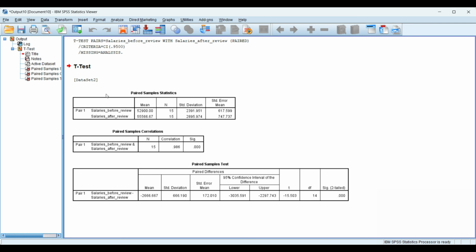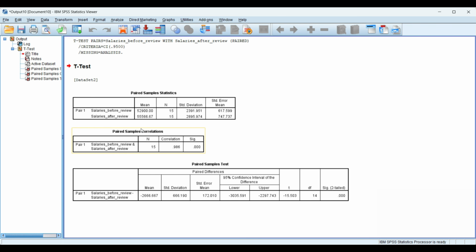So SPSS results here. Paired sample t-test. So it shows the mean salaries before annual review and the mean salaries after review. There is sample size 15, standard deviation and the standard error.